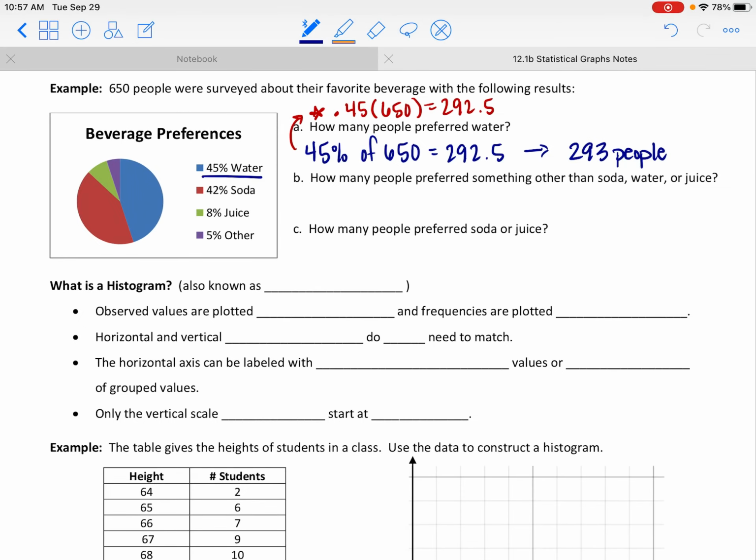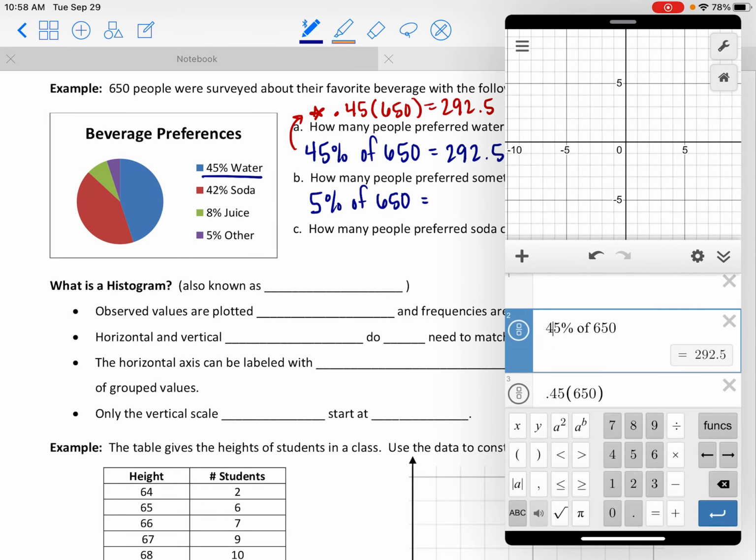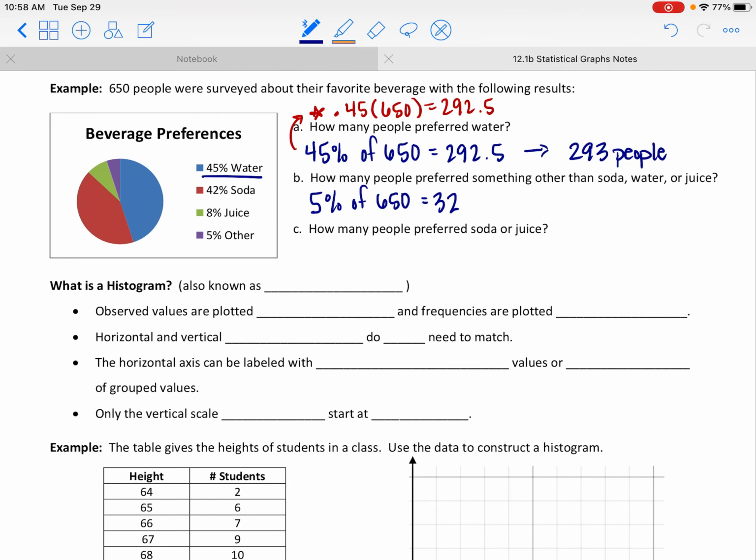Okay, so next it says how many people preferred something other than soda, water, or juice. So the other, that was 5%. So now I need to know what is 5% of 650. So I'm going to go back to my calculator, change that to a 5%, and it's 32.5. And again, 0.5 of a person's not going to make sense, but the 0.5, we can round either way. I chose to round up on the previous. On this one, I'm going to choose to round down, because if I round up both times, I'm going to end up with more than 650 people.